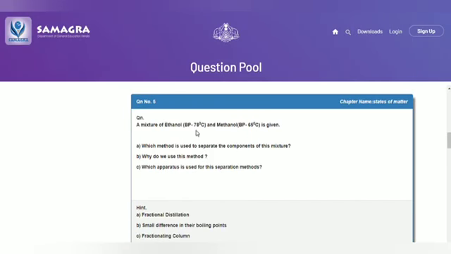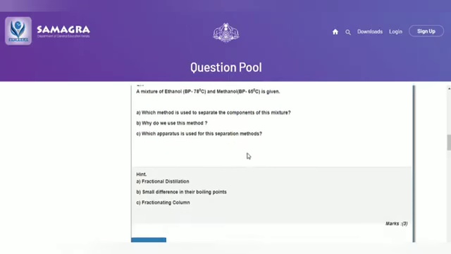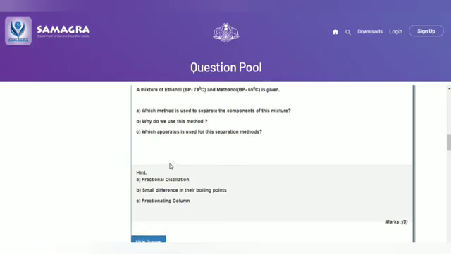A mixture of ethanol having a boiling point of 78 degrees Celsius and methanol having a boiling point of 65 degrees Celsius is given. Which method is used to separate the components of this mixture? Fractional distillation. Why do we use this method? Because small differences are seen in their boiling points.